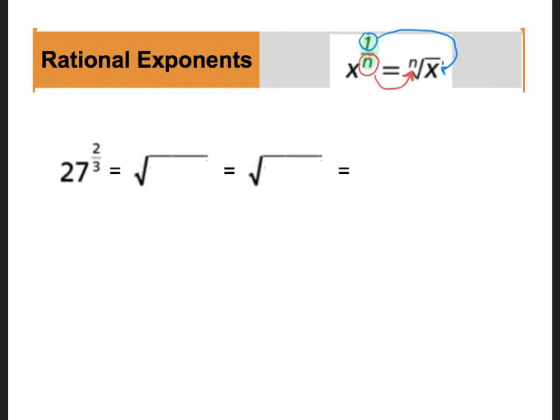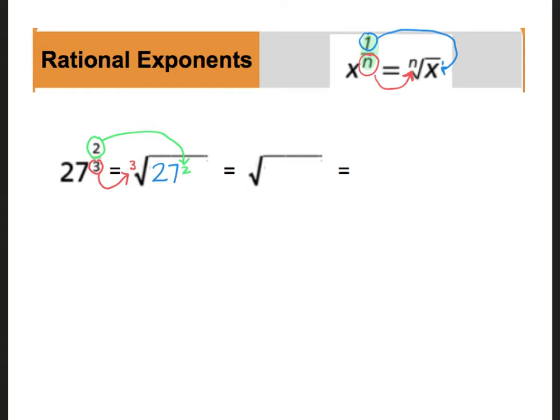So if I look at my first example, we have 27 to the power of 2/3. Again, your number on the bottom is going to come out in front of your root sign. So we're really doing the cube root. 27 will stay underneath, nice and big, just like it was outside. And then the number on top will be your exponent. So we're going to have 27 squared.